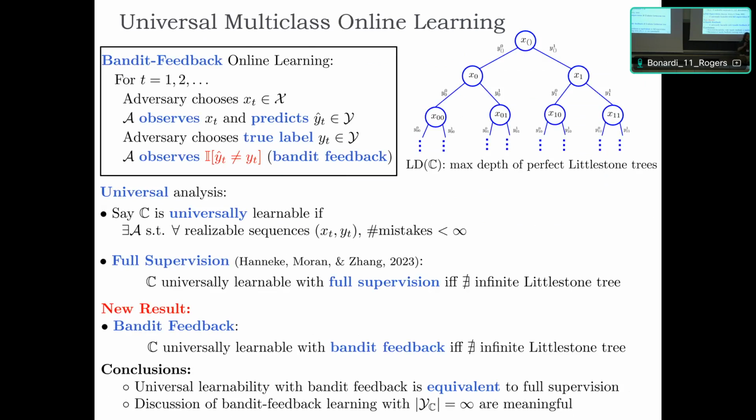There is a slight difference between having a finite dimension and not having an infinite tree. There are classes that have larger and larger finite Littlestone trees. That would have an infinite Littlestone dimension, but maybe no single infinite tree. Right, there are a lot of constructions of these kinds of classes. So our condition is just that there is no infinite tree.